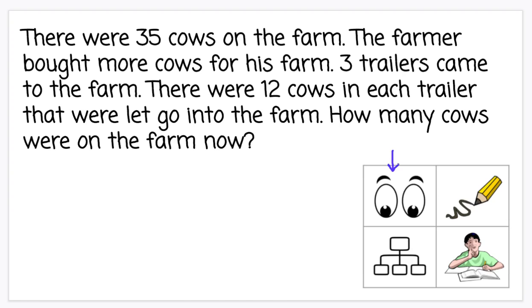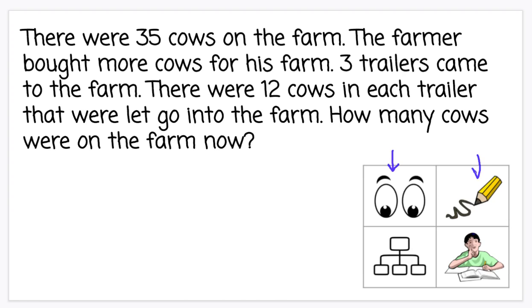Okay, I'm going to read it again to make sure I understand the question. There were 35 cows on the farm. The farmer bought more cows for his farm. 3 trailers came to the farm. There were 12 cows in each trailer that were let go into the farm. How many cows were on the farm now?